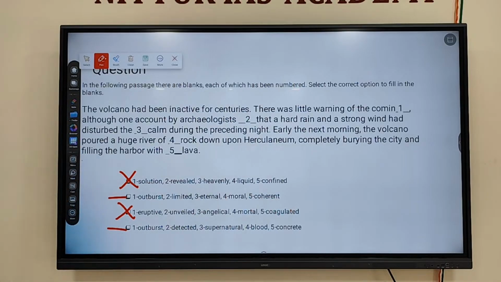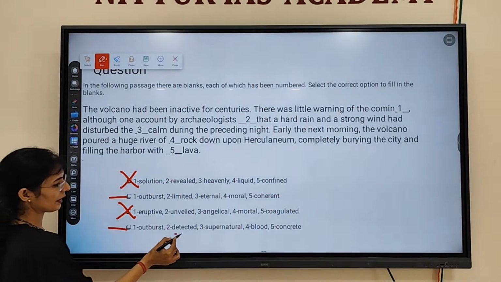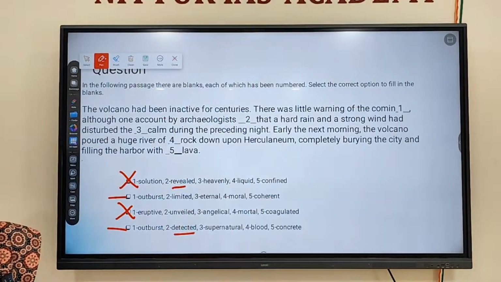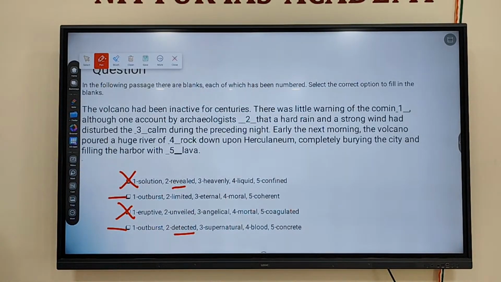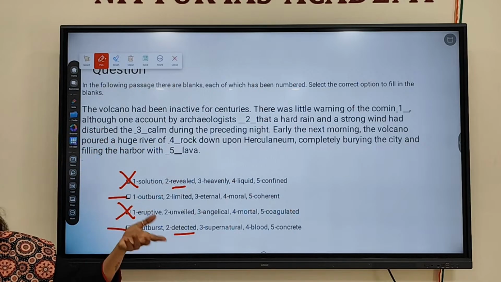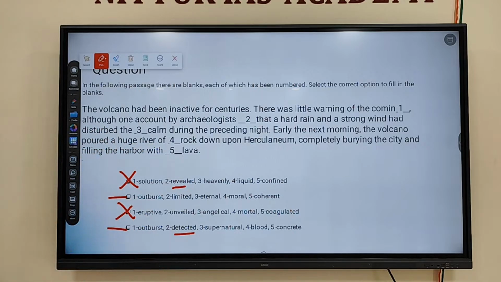Second one: although one account by archaeologists dash that the hard rain and strong wind had disturbed the dash. Archaeologists detected or revealed. Maybe both sound good. Archaeologists detected that it will cause certain effects, or they revealed. Let us see the third one to be very sure. Disturbed the dash calm during the preceding night. Dash calm, heavenly calm or supernatural calm?